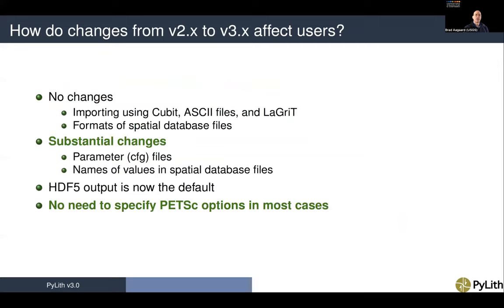How do these changes from PyLith version 2 to version 3 affect users? There are no changes to importing meshes using Cubit, ASCII files, and LaGriT. Any meshes that were previously generated using those tools can still be imported without any changes. The formats of the spatial database files are the same. The main substantial changes are to the parameter, usually .cfg files, as well as we've changed the format of the names in spatial database files.